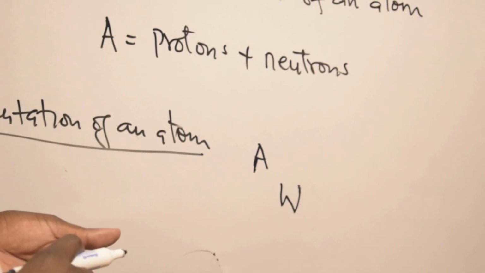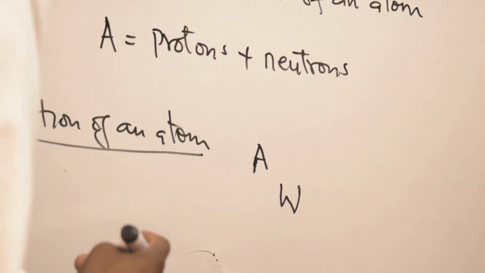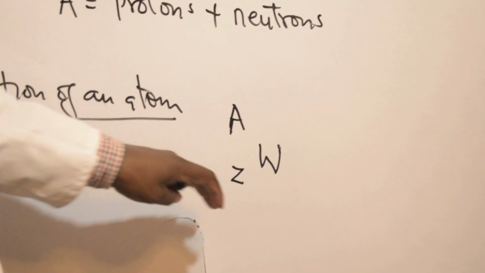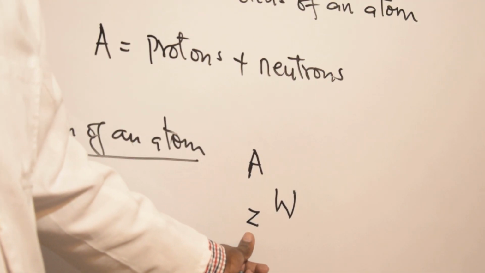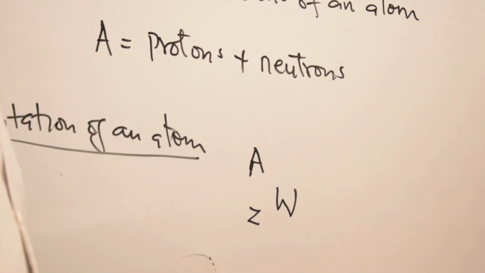W may not be a chemical symbol of any of the elements, but let me have it there, W, to represent any element. And then I'm going to have Z here. Now, the Z represents the atomic number. So basically, this is what we're going to do here.